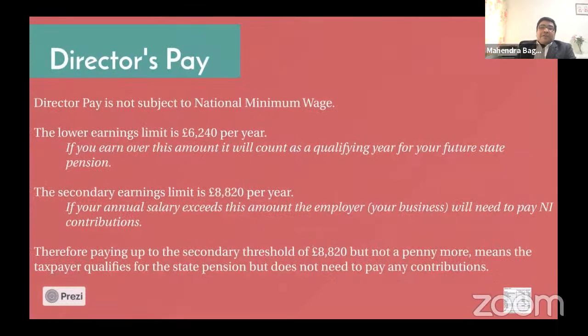Moving on to director's pay. Now, if you are a director of your own company, then this could be useful. First of all, director pay is not subject to national minimum wage, so you can pay yourself £1 a month, or £1,000 a month, or whichever amount you want to pay. The important point I want to bring here is what should be the optimum pay for a director, because a director, if they are also a shareholder, could have a combination of pay plus dividend. So in my working, I assume that the director is also the shareholder.